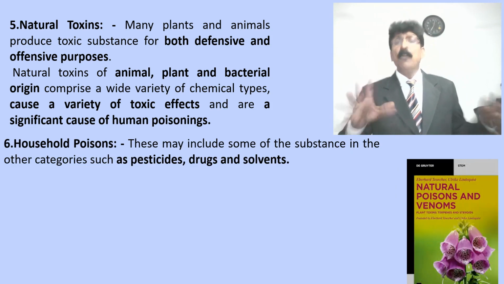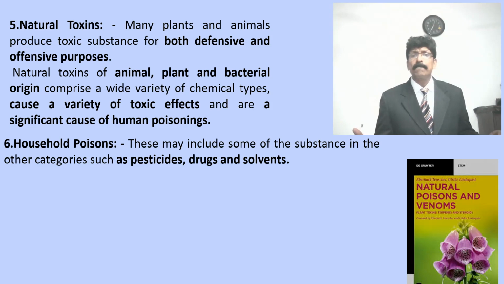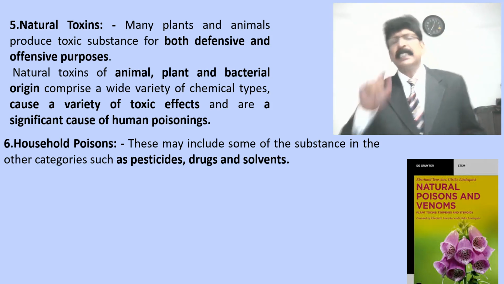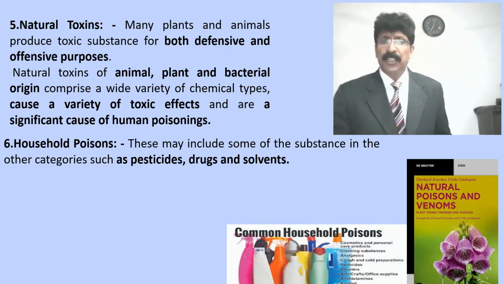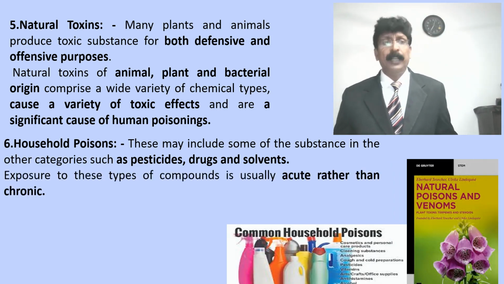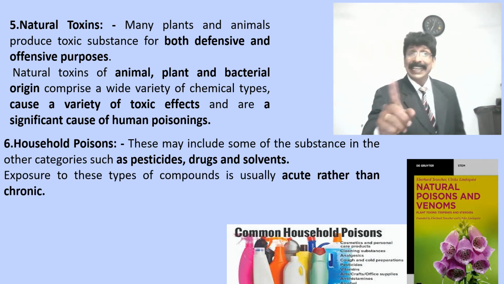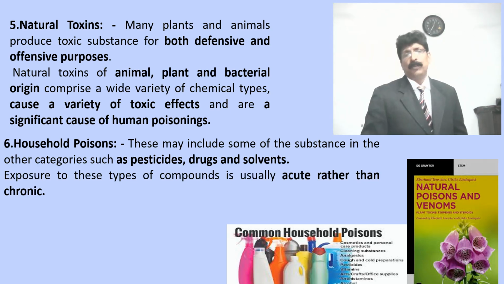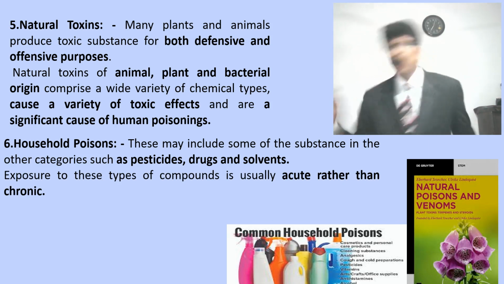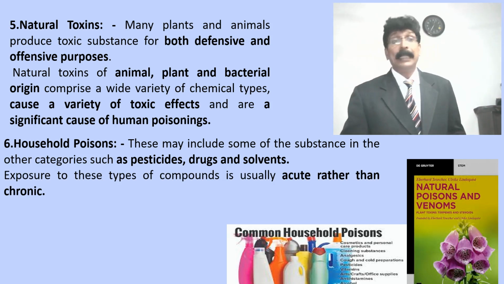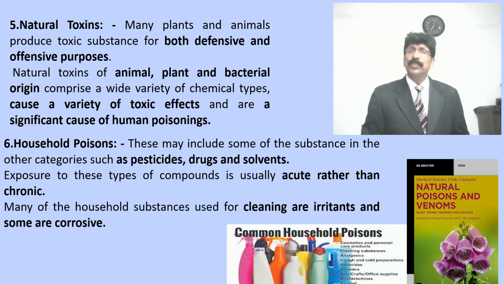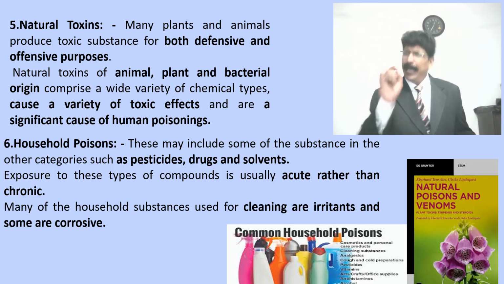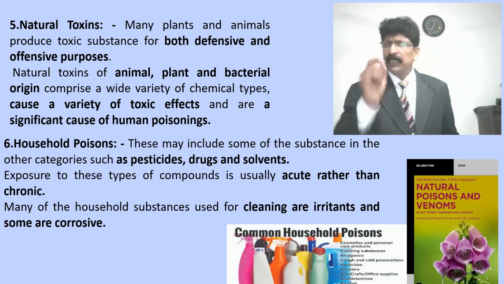Number 6, household poisons. These include some of the substances in the other categories, such as pesticides, drugs and solvents. Common household poisons are also there. Exposure to these types of compounds is usually acute, immediate, rather than chronic. Many of the household substances used for cleaning are irritants, and some of them are corrosive to the skin.